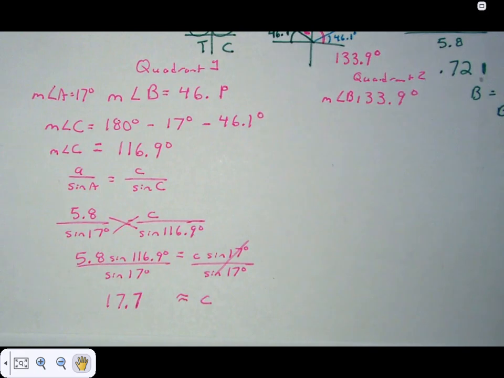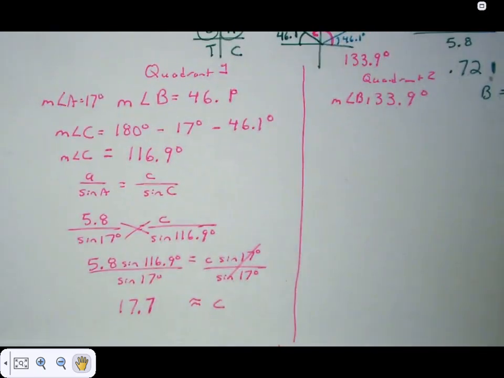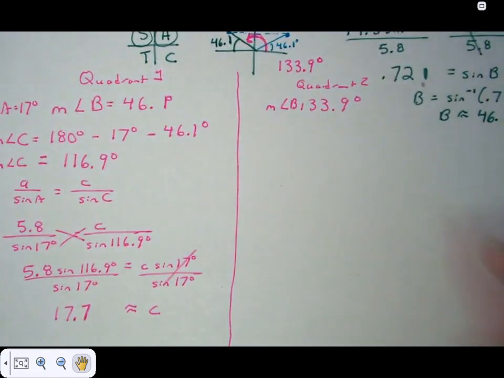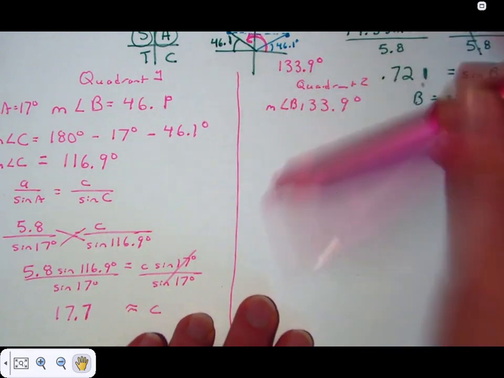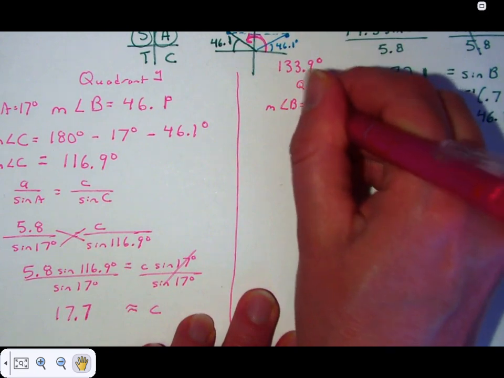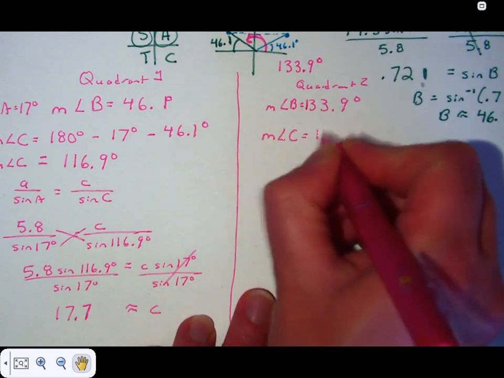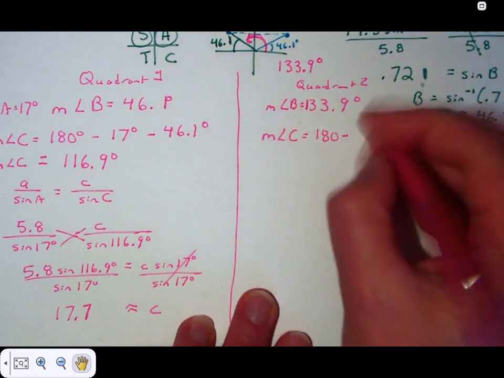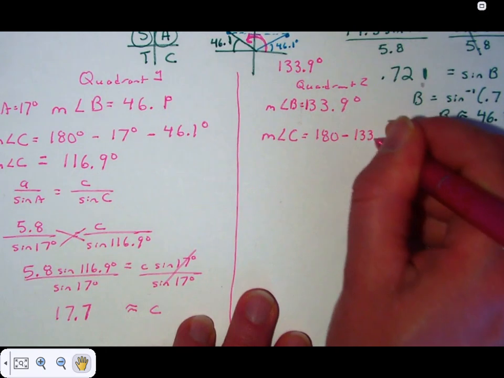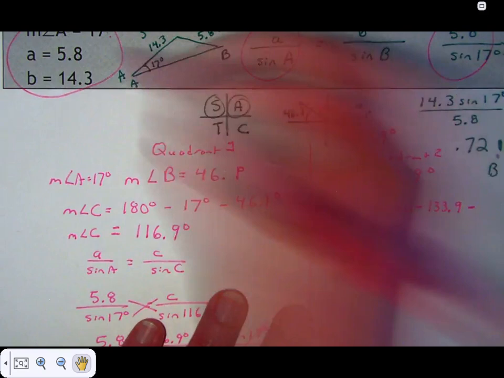But it turns out there was another way that angle B could be. So we just have to figure out everything for the other possibility for angle B, which we got 133.9. That's a 1 in the front of that. So we just have to do the same work on the other side. We have to find the measure of angle C. So we do 180 minus 133.9 minus, and angle A hasn't changed. It's still 17 up here.